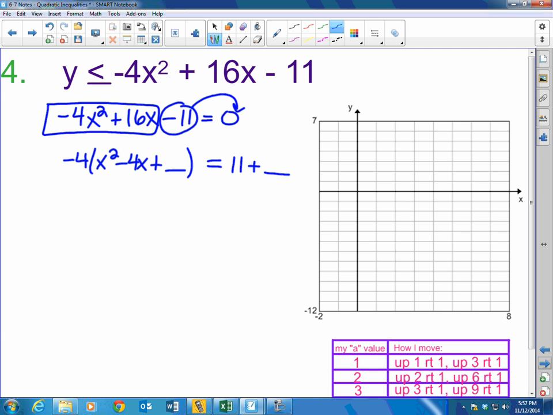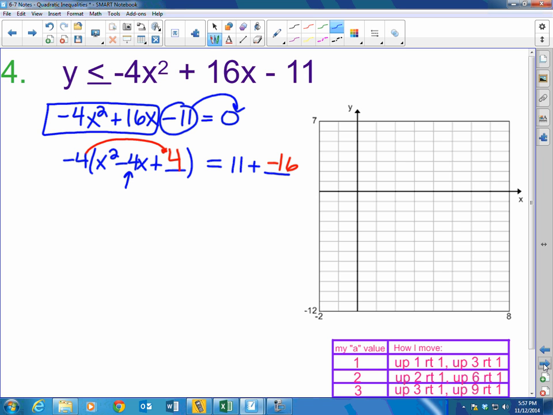Okay, then I'll take half of my b value, there's my b. I'll take half of negative 4, which is negative 2, and square negative 2. So negative 2 times negative 2 is positive 4. That's what goes here. But again, remember you need to distribute. So I need to take -4 times +4, which is -16, to get that number over there.